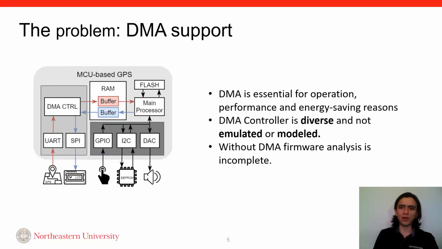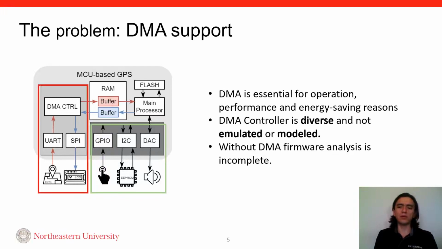Let's take a look at this GPS example that motivates this work. In the green box, we observe the firmware interacts with peripherals using memory-mapped I/O, but in the red box, we observe other peripherals use DMA to write or read directly from buffers located in RAM. As depicted in this figure, without supporting DMA, a large portion of the firmware is not executed. Like other peripherals, the DMA controller is diverse and usually not emulated, and that is the reason for many bugs surviving undiscovered in the firmware.